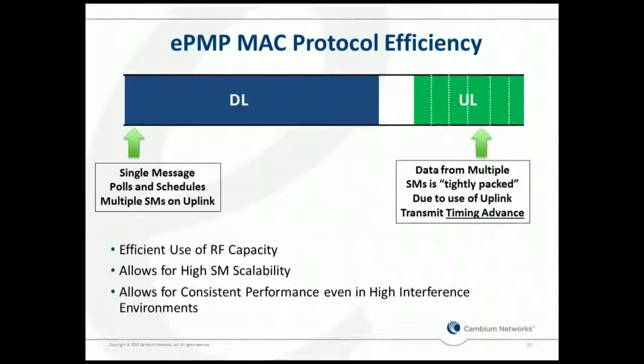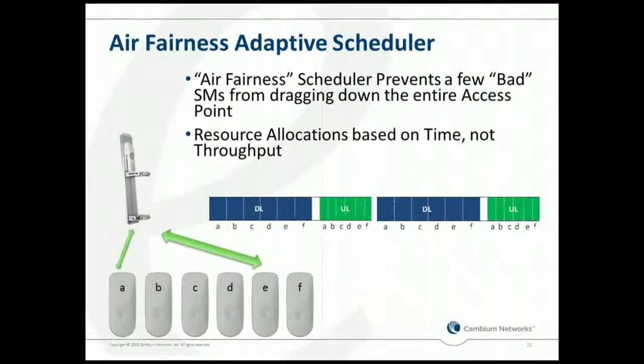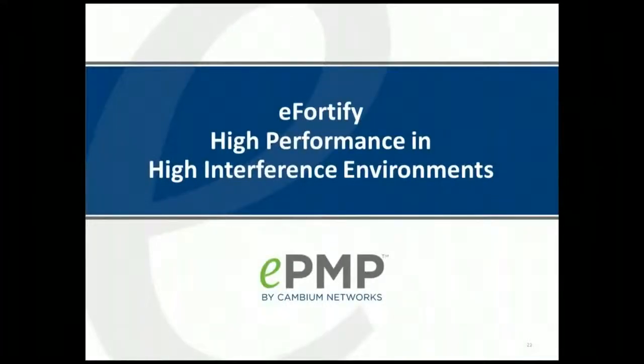So when you have a very efficient protocol, you can expand your system to support lots of different client devices. If your protocol is not efficient, then once you scale up, the system really runs into some limits. And the scheduler is very important too, to make sure that we're allocating resources in a smart way that maximizes the capacity of the system and doesn't allow a few what we might call bad client devices, in bad RF conditions, to drag down the whole system. So that's GPS synchronization and scalability. Those are very important capabilities.